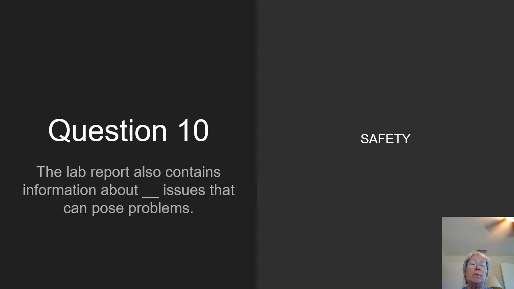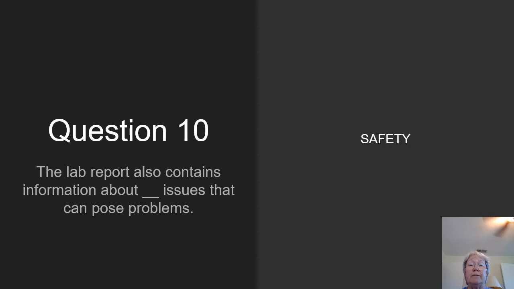Number 10 says the lab report also contains information about, and the word here is safety issues that can pose problems. S-A-F-E-T-Y. So remember I told you that Benjamin Franklin wrote down his experiment about flying kites in a storm, but forgot to mention that you need to use a brass key to conduct electricity down a wire because brass will stop the electricity, and he forgot to mention that. So he did not include safety issues in his lab report. But the word that fills in this blank correctly is safety, S-A-F-E-T-Y.